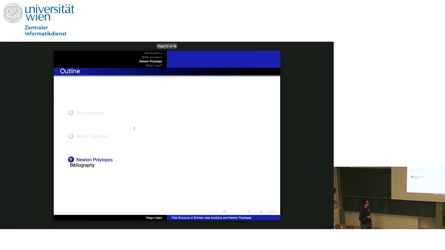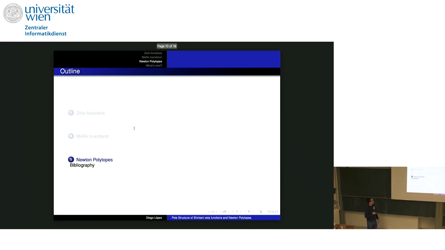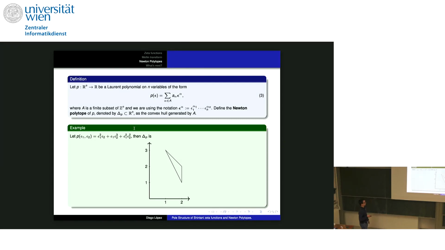So finding a meromorphic continuation and a polar structure of the Shintani zeta function is equivalent to finding a meromorphic continuation and a polar description of the Mellin transform of S_A, right? So now Newton polytopes, the last ingredient. Let me recall what Newton polytopes are.